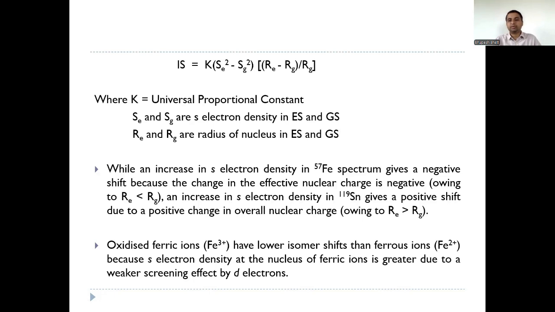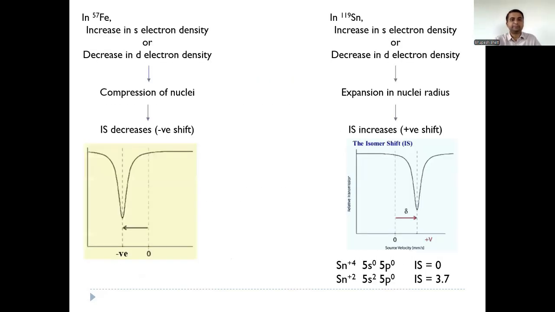Okay, so now we have a lower d electron in the case of Fe+3 compared to Fe+2. So there will be a lower screening of s electron from the nuclei, and that's why the magnitude of s electron is going to be higher in the case of Fe+3, and that's why we will be having even lower isomer shift value in the case of Fe+3 compared to Fe+2. So in this way, the position of signal is going to be shifted in the case of Mossbauer spectroscopy.